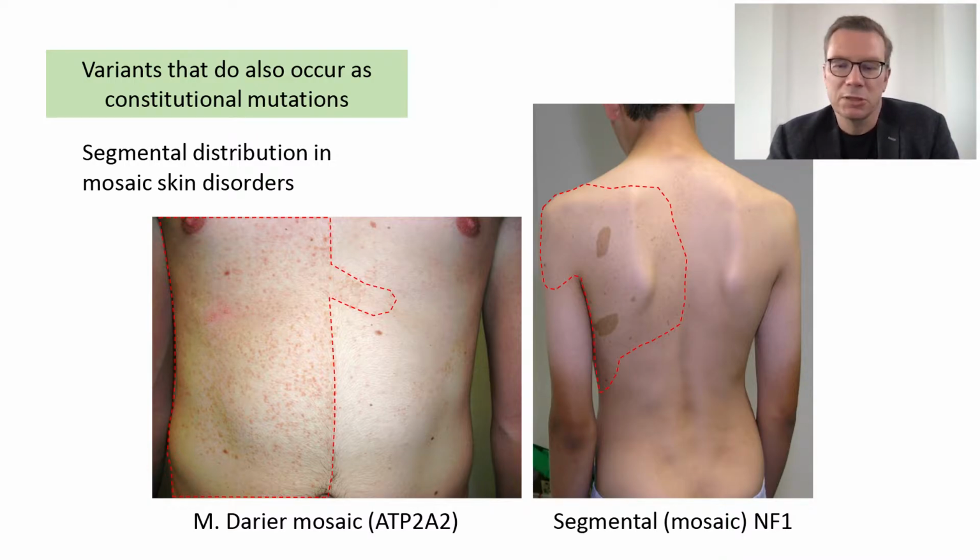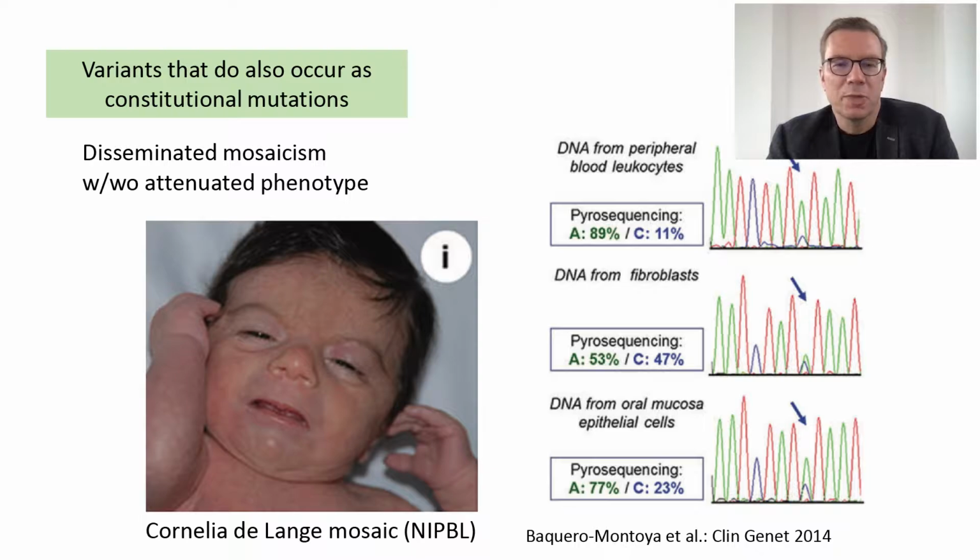First of all, mosaicism that occurs as constitutional mutations. For example, morbus Darrier mosaic, shown in the left image, and a segmental distribution of neurofibromatosis type 1 on the right side. In Cornelia de Lange syndrome, mosaicism has been observed multiple times, and it may be associated with an attenuated phenotype, and typically the mosaic mutation is shown better in fibroblasts or buccal cells than in blood.